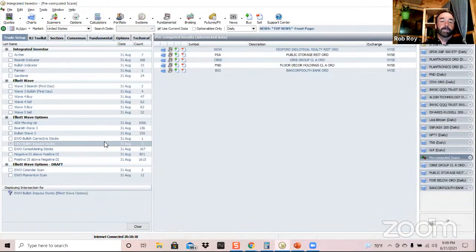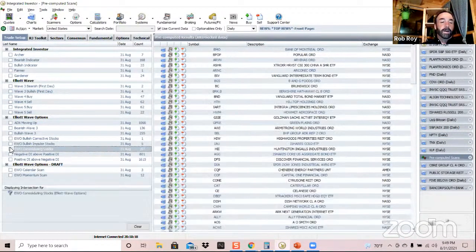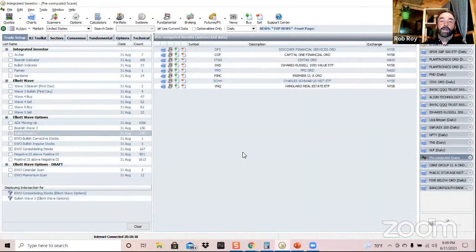We can take this massive list of consolidating stocks here, 167. We can shrink that down by also clicking a bullish wave 3. So what that has done is bring us to a list that are in a wave 3, but also consolidating. And look what we have there: real estate and financials, almost every one of them.